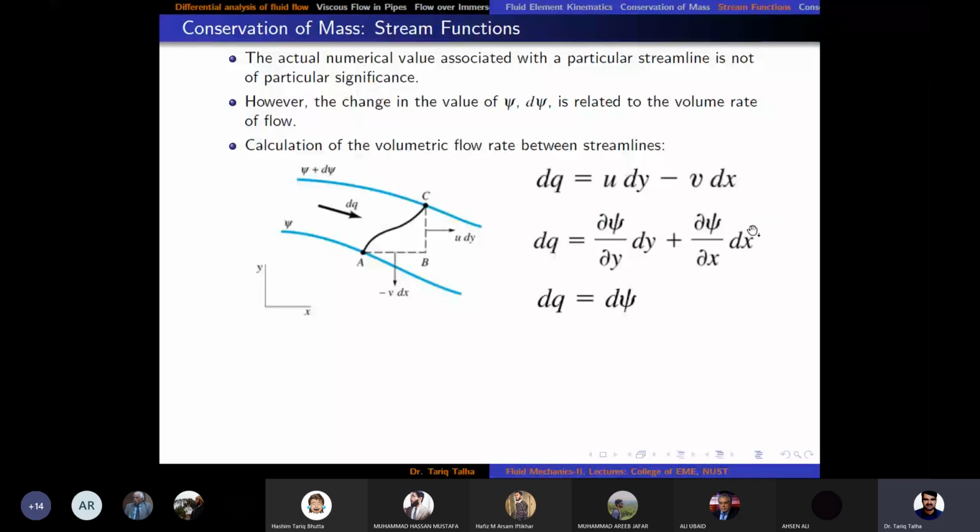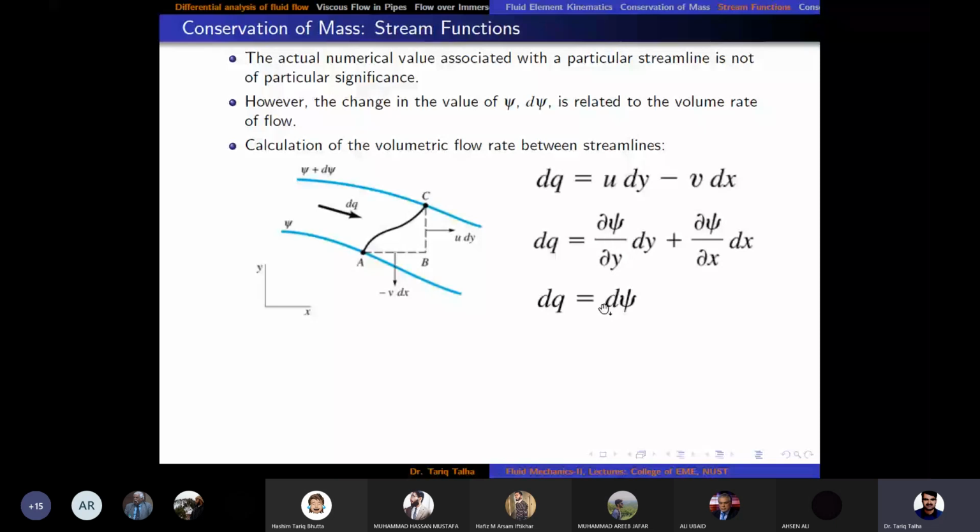And if we see it carefully, the right hand side of the second equation is equal to the change in stream function value. So dq would be equal to d psi. This is the total change in stream function value, whether that is along the streamline or across the streamline. So here we can see that dq is equal to d psi.